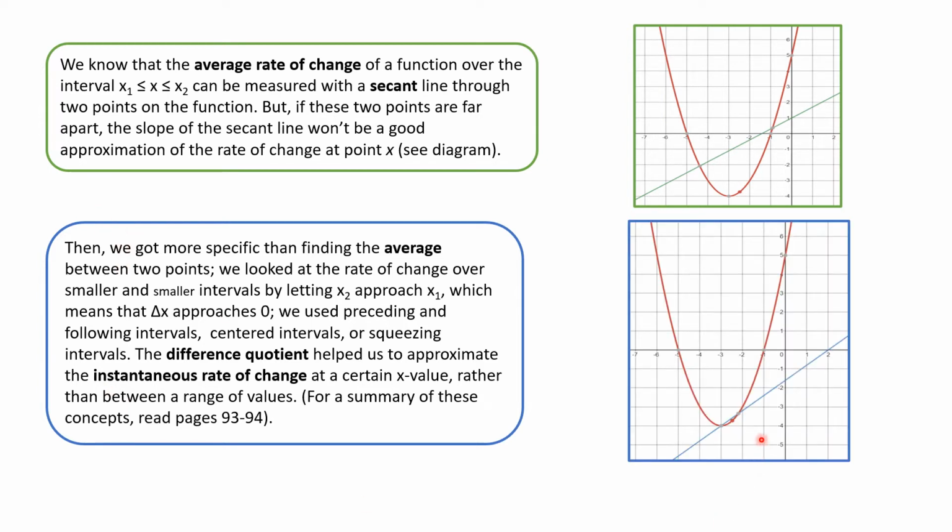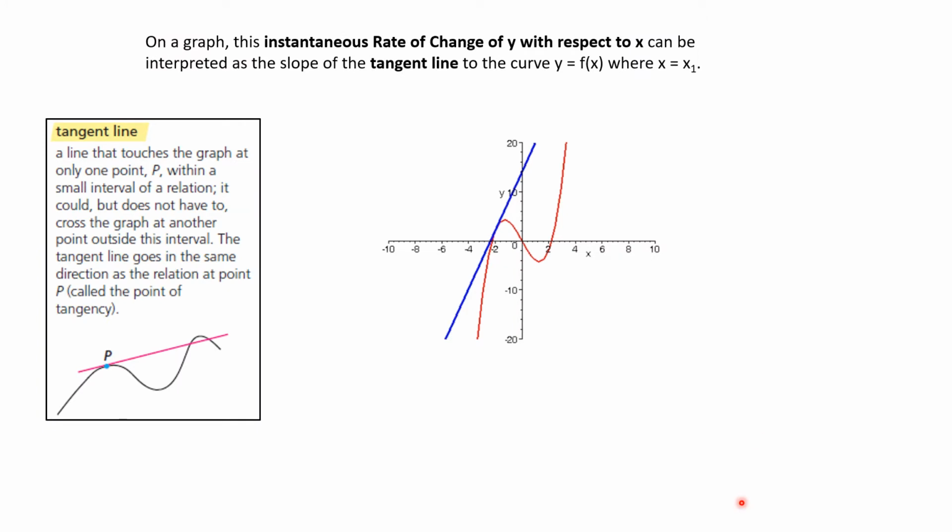So here is another secant line, the blue one, but it's a lot closer to that red dot. So it's a better approximation because we get smaller and smaller intervals between x2 and x1. Our 2 points where it touches the red curve are getting closer and closer together. On a graph, the instantaneous rate of change of y with respect to x can be interpreted as the slope of a tangent line. So instantaneous means the tangent line.